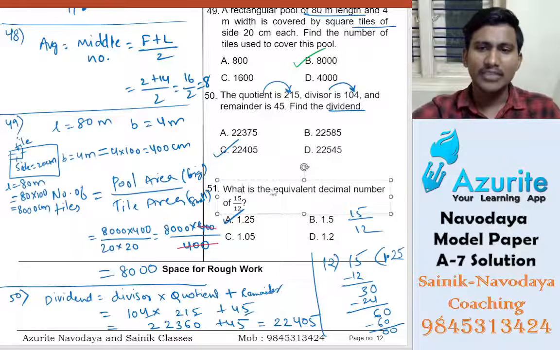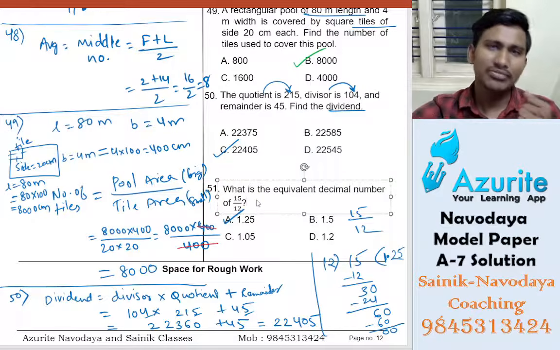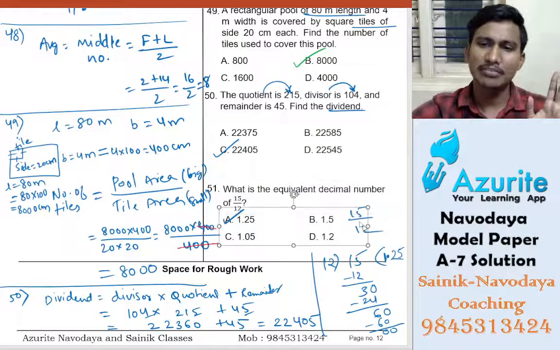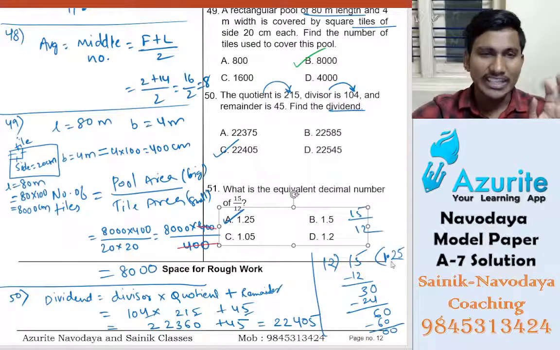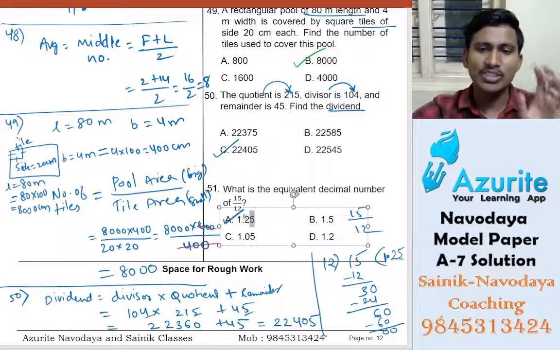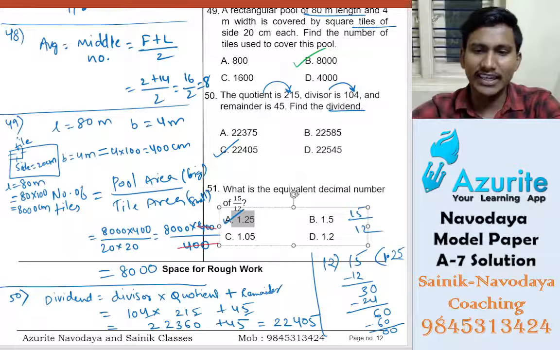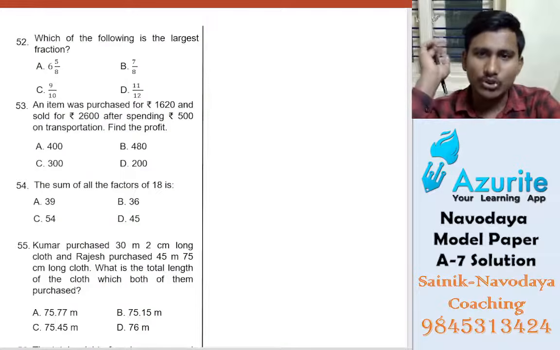Next, 51. What is the equivalent decimal of 15 by 12? Equivalent decimal of 15 by 12 means divide by 12. So 12 ones are 12. 3 will be remaining from 15 here. So it will become 30 after taking the point. Next, 12 twos are 24. 30 minus 24 is 6. Now you take 0 because the point is there. 12 fives are 60. 60 minus 60 is 0. So 1.25. The answer is option A here. Very easy, right?